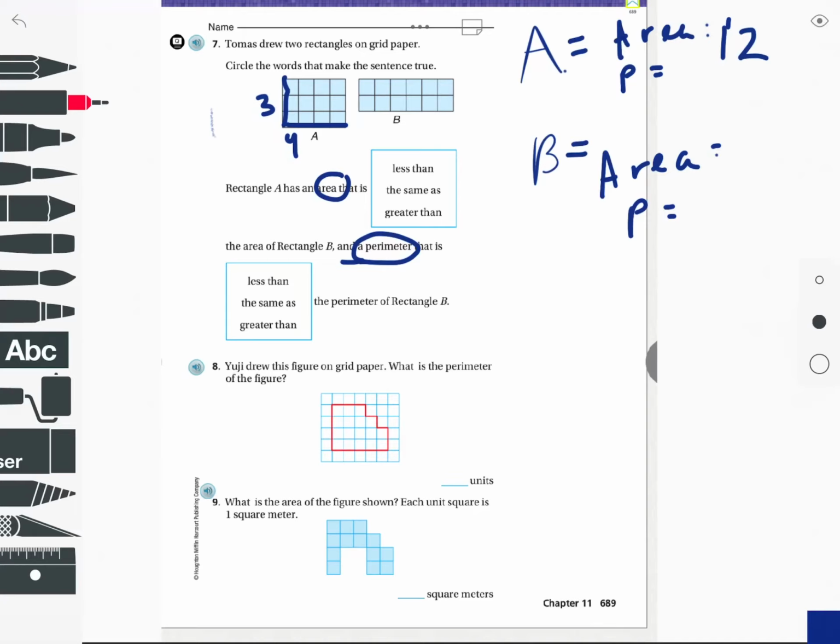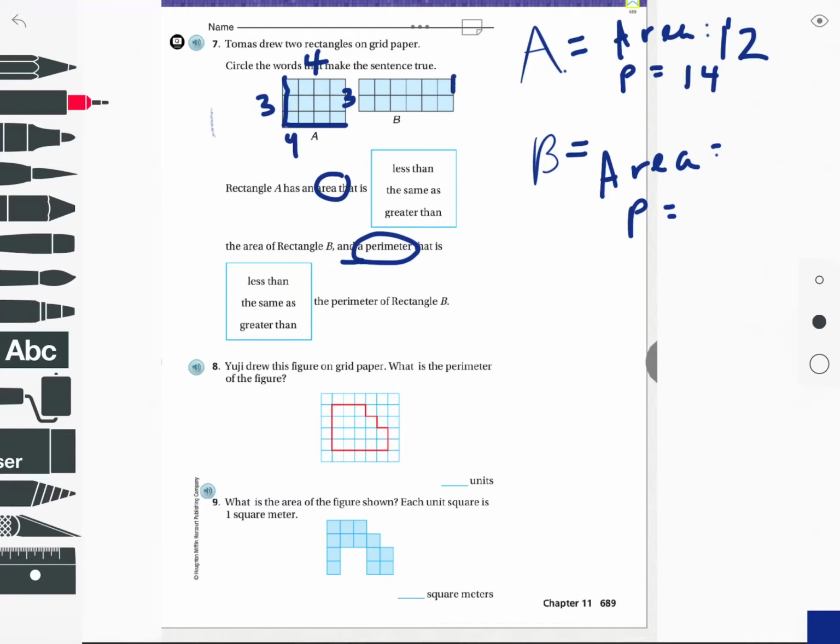How about the perimeter of A? I know that one side is 3. That means the other side has to be 3 units. If the bottom is 4, the top has to be 4 units because it's a rectangle. 4 plus 4 is 8. Plus 3 is 11. Plus 3 is 14. So the perimeter is 14. How about B?